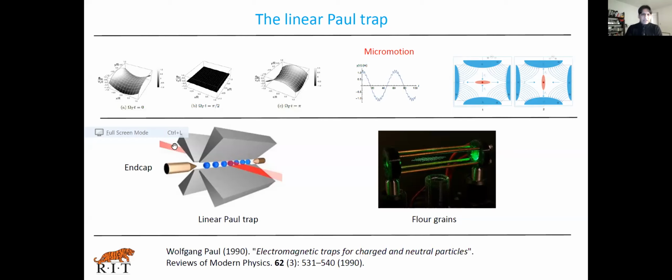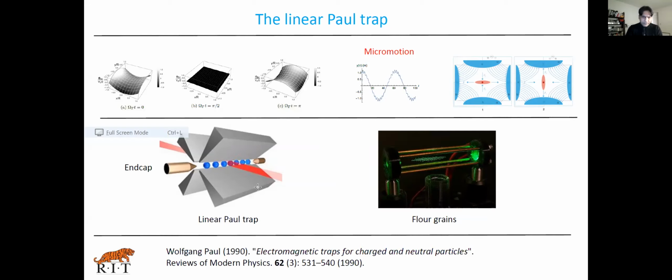So here we have now these 4 electrodes and these end caps, and you can stretch it out so that you can put more than one ion in there. And as long as they're close to this axial line, they don't see much micromotion. If they're off of that axis, then they will see micromotion.